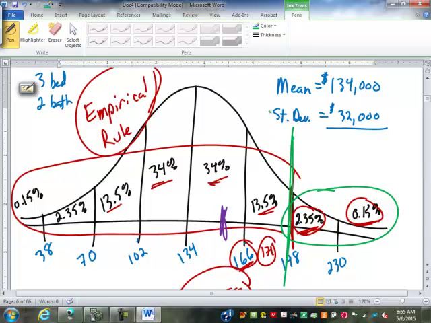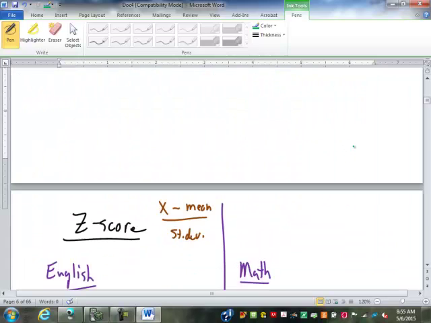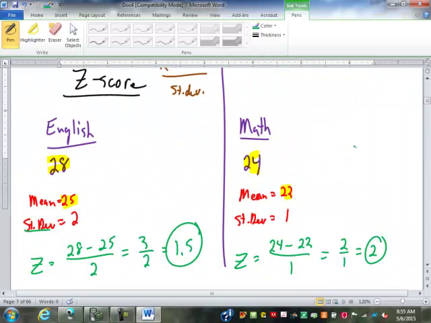The English is somewhere in here at 1.5 standard deviations. Well, we don't know how to divide up the percents there, but we know it is lower. There's a higher percentage of people that scored better than you in the English than there was in the math. So your math test was more impressive.